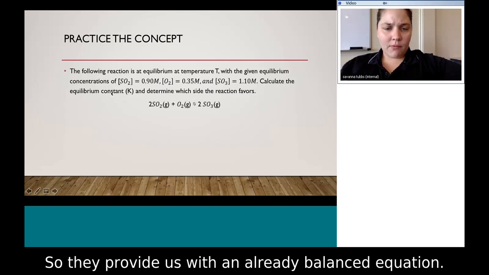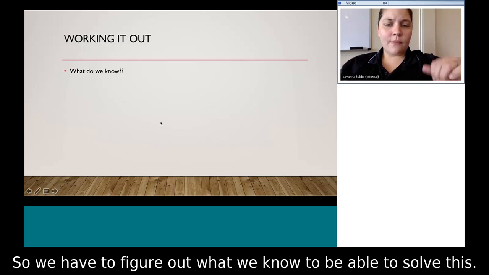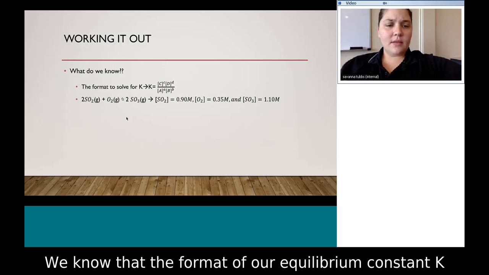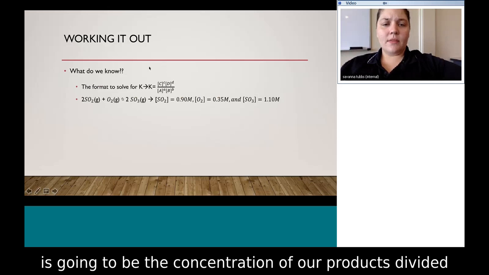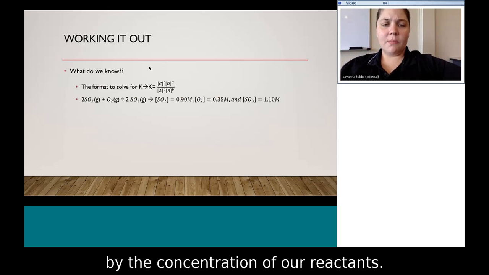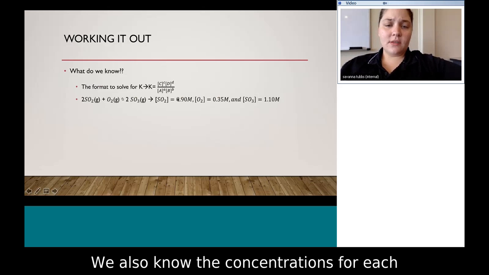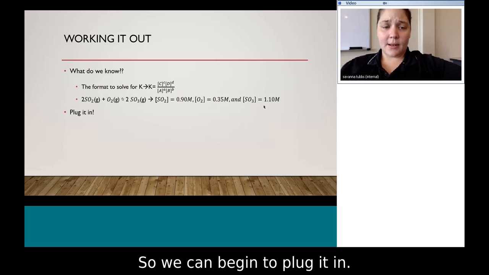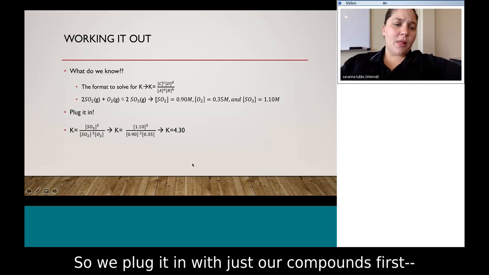So they provide us with an already balanced equation, so we have to figure out what we know to be able to solve this. We know that the format of our equilibrium constant K is going to be the concentration of our products divided by the concentration of our reactants. We also know the concentrations for each of our products and reactants, so we can begin to plug it in. So we plug it in with just our compounds first.